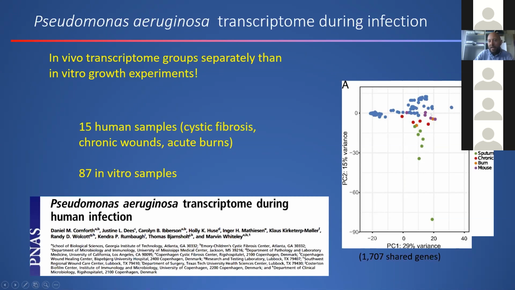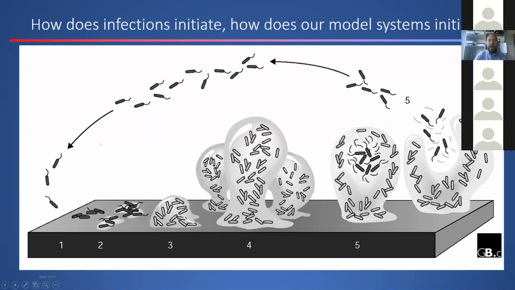You can see from this PCA plot that the in vitro grown bacteria up here in blue are different from all the Pseudomonas aeruginosa present directly in the chronic infections. So again, we have differences between in vitro and in vivo, and here it's also probably caused by the microenvironment, at least what we believe. Then also, how do infections initiate? How do we initiate our model systems?